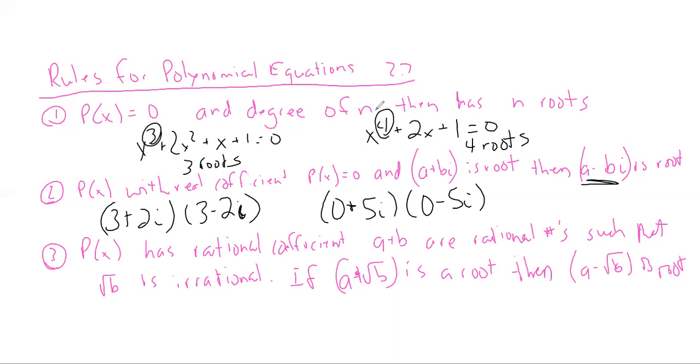The next one, they give you all these words and it gets all confusing: rational, irrational, coefficient, this and that. Think of it this way. It's the same exact thing as that. If I have 1 plus the square root of 2 as a root, then 1 minus the square root of 2 has to be a root. That's all that's saying. It's a whole lot of words for very little. Just remember, if you have an imaginary number or an irrational number, then its conjugate has to be a root also.